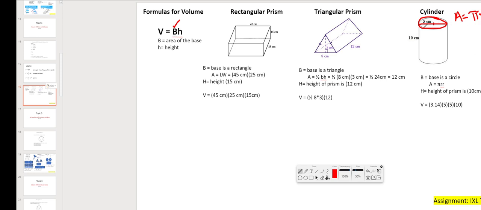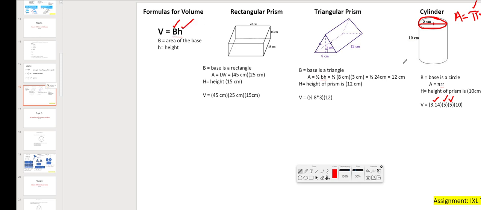So you're going to do area of the base. We're going to use 3.14, which is pi. The radius is 5, so you're going to do 5 times 5. And then what comes after the big B?